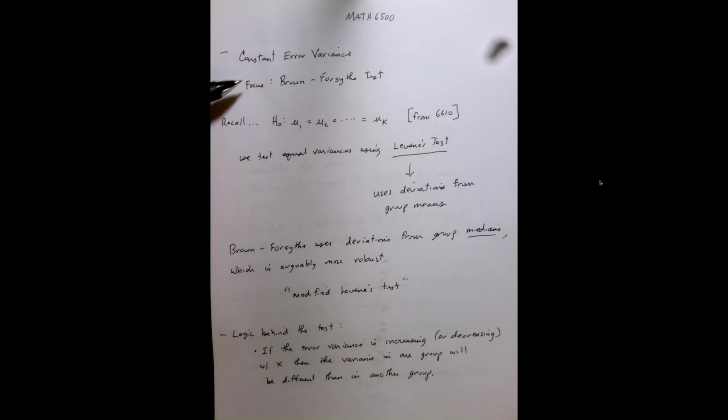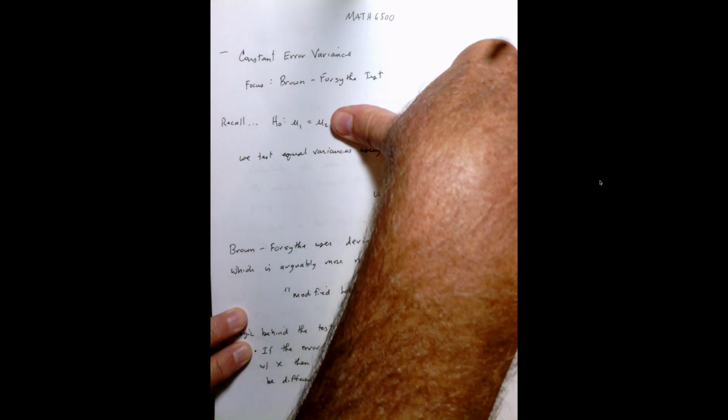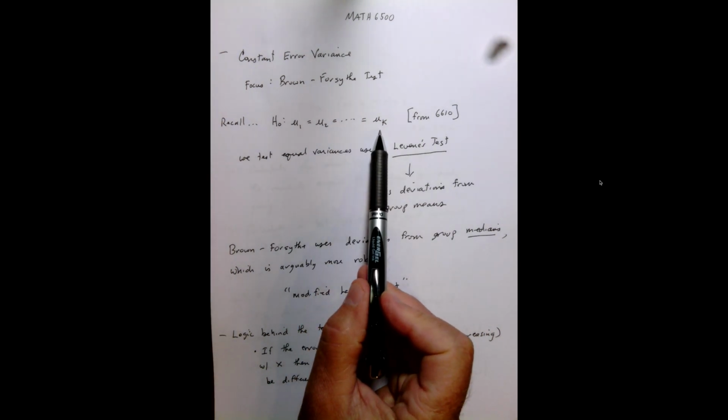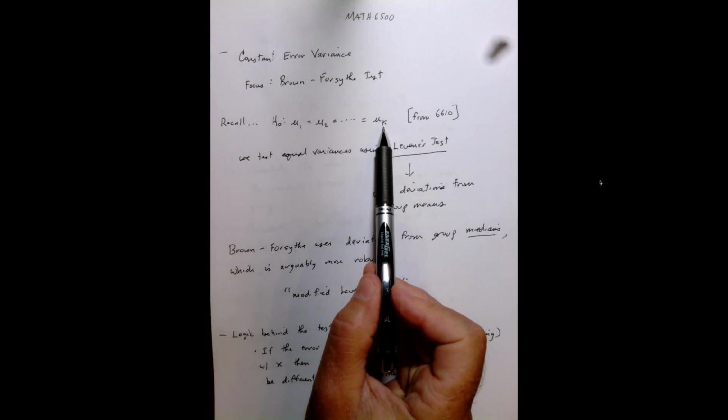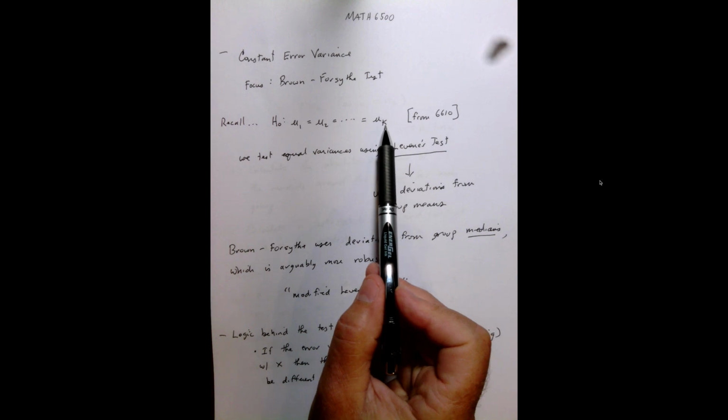The Brown-Forsyth test is nothing more than a version of Levene's test. Now, if you've taken 6610 from me, we studied ANOVA, and ANOVA is just a glorified t-test. For example, if we are assessing the difference between two means, mu1 equals mu2, then we'll probably use an unpooled two-sample t-test. But if we get into multiple means, 3, 4, 5, whatever it may be, k can be anything greater than 2, then we use ANOVA techniques.